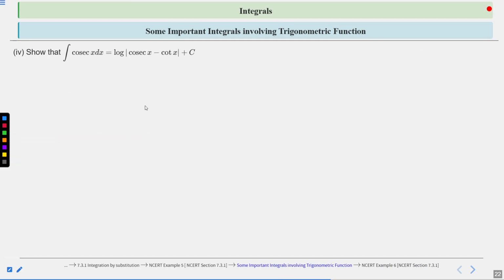Again, we have to show that integration of cosec x dx will be equal to log mod cosec x minus cot x plus c, right? Now let us see how can we prove this. We have integration of cosec x dx, and what we did is multiply it with cosec x plus cot x in the numerator and the denominator, right? Got it?